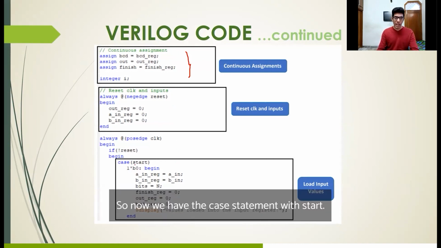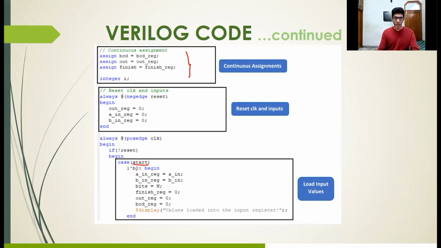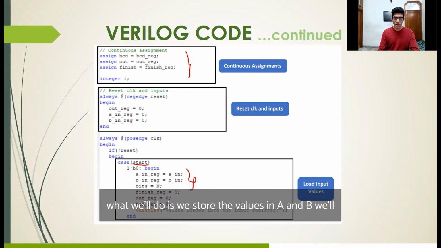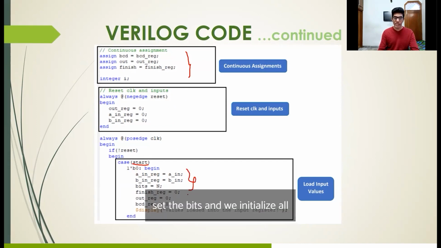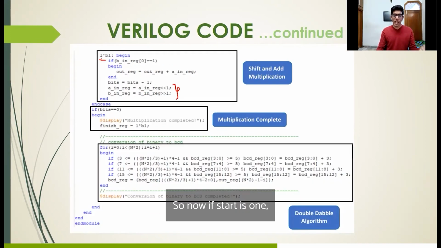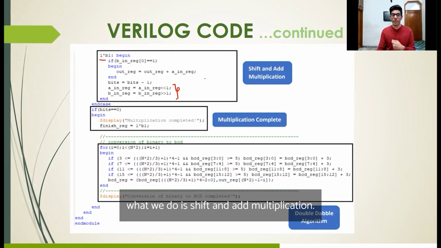So now we have the case statement with start. If start is 0, what we'll do is we store the values in A and B. We'll set the bits and we initialize all the outputs as 0, right? Now, if start is 1, what we do is shift and add multiplication.